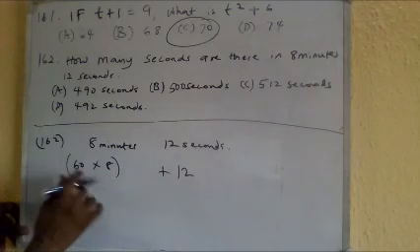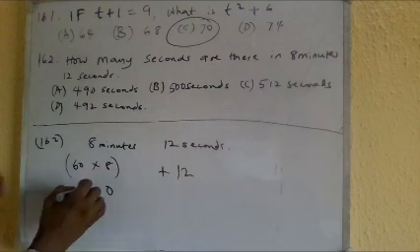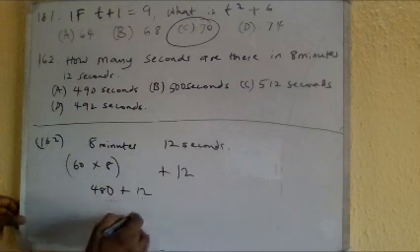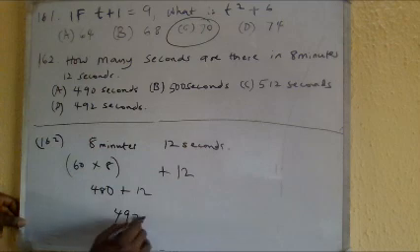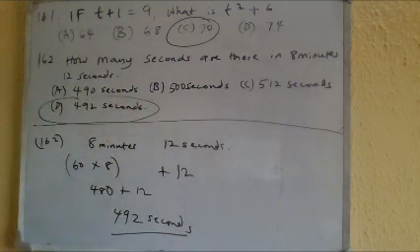8 times 0 is 0. 8 times 6 is 48. That's 48, plus 12. So I add this together. 2 plus 0 is 2. 1 plus 8 is 9. And 4. So 492 seconds is the answer. The answer is D. Sorry. So we move on to the next question.